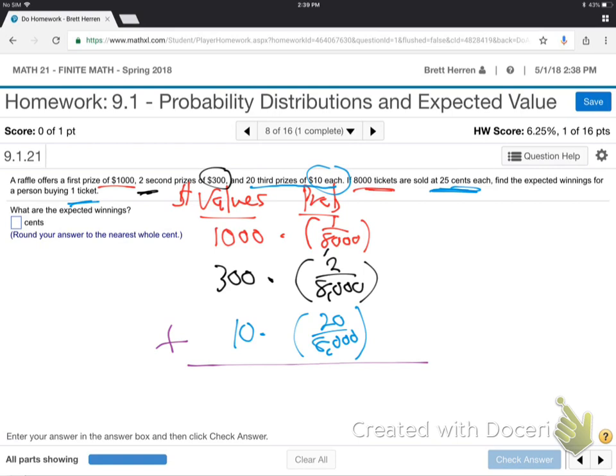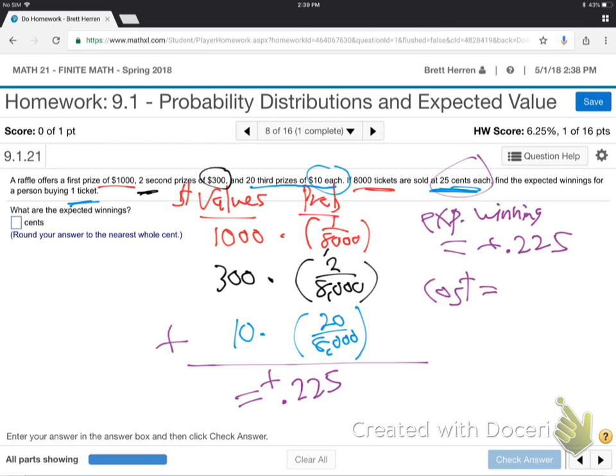So let's do that. Use your calculator. I'm getting 0.225, positive. So the expected winning is positive 0.225, but the cost is a negative, so I can just subtract that at the end. So now what we expect to win when we play this game is 22.5 cents, basically, 0.225. The cost of a ticket is 25 cents, so you subtract that at the end.